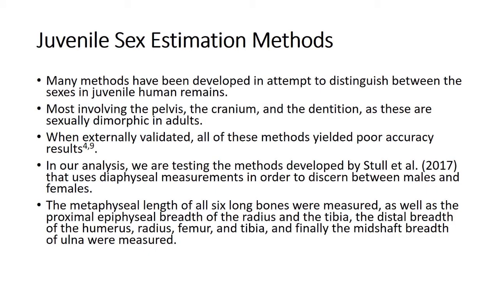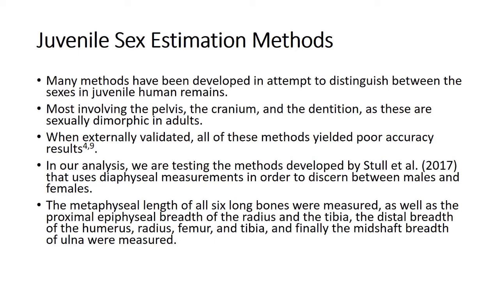So there have been a lot of methods that have been developed that have attempted to determine the sex of juveniles, most of them involving the cranium, the pelvis, and the dentition, as these tend to be very sexually dimorphic features in adults. When these methods were tested outside of the population from which they were developed on, they tended to yield very poor results.